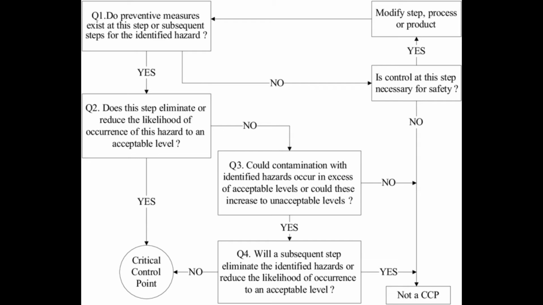Will a subsequent step eliminate the identified hazards or reduce the likelihood of recurrence to an acceptable level? Well, if that's not the case, like that's the last step in which you need to control the hazard and you have nothing later in the process to help it, then unfortunately you do have to treat that as a CCP, because that's kind of your last line of defense there for that particular hazard. But if there is a step later in the process that will take care of that particular hazard, then you don't have a CCP.